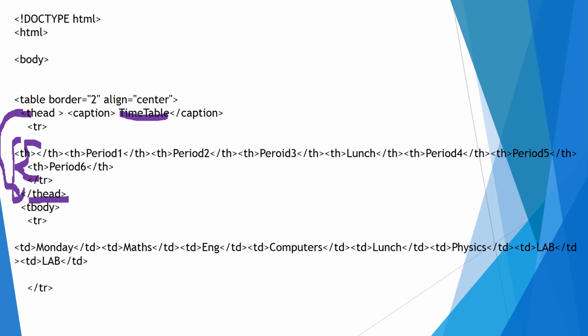Next is t-body. What are the contents in this timetable? Days and subject names, whether it is English, computers, physics, and maybe lab, right? These are the content in this timetable. So the body contains these items. We can write these items without using t-body, but these table data cells are grouped together using t-body.